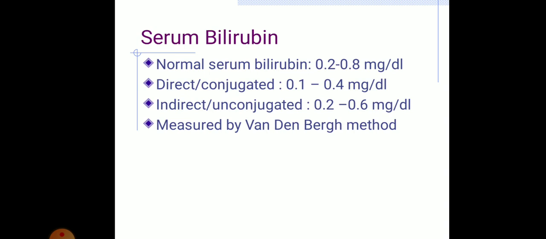As it enters the bile, it goes to the ileum and colon. Then by the action of the enzyme beta glucuronidase, conjugated bilirubin is converted to urobilinogen. 90% of urobilinogen is converted to stercobilinogen and excreted in feces. Some part of urobilinogen enters enterohepatic circulation, reaches the kidney and is excreted in urine as urobilin. This is the summary. Thank you so much.